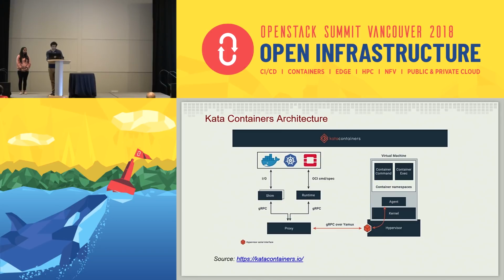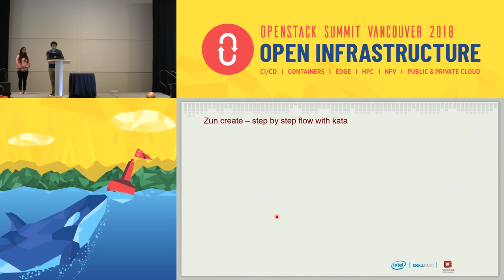So let's just understand the flow. Imagine a situation where I'm sending a command called Zun create. The expectation of Zun create is: go create a container for me. And let's say I'm talking to Kata Containers, how does the workflow happen? So here is the call, Zun create has hit the Zun API. Now the Zun API goes and talks to the underlying OCI framework, which is Docker in this case. And we have configured our Docker to go and talk to the Kata runtime. So that's what we do.